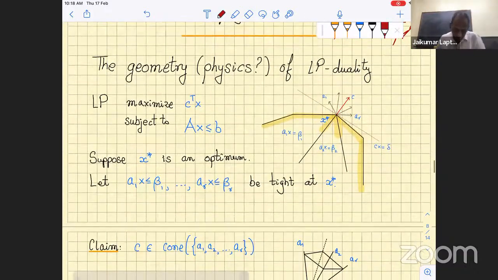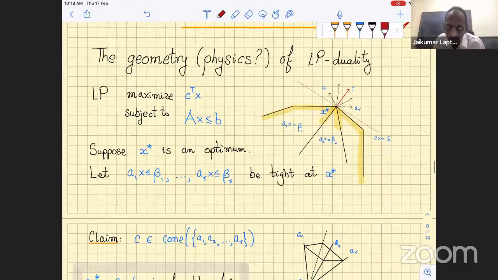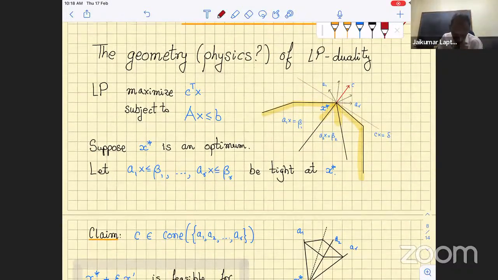Okay. So the next thing I wanted to do, and I'm running a little bit out of time, but let me do this part a little quickly. You can ask and stop me. So this is all I wanted to say about the decomposition theorem. I just wanted to say one thing about LP duality again.